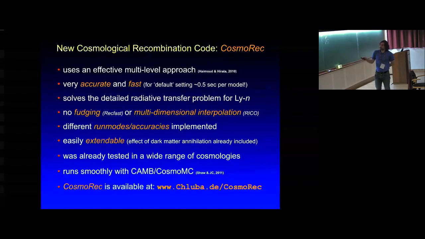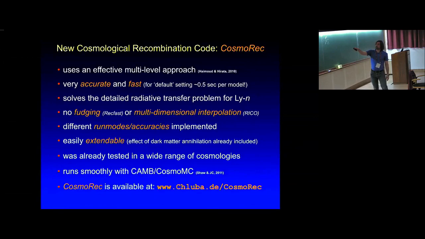So CosmoRec, as I already mentioned, is quite flexible. It uses the effective multi-level approach that Yacine Ali-Haïmoud and Chris Hirata came up with, and I'm going to explain this in a second. It's pretty quick, and it does the real radiative transfer problem of Lyman alpha, the Lyman series, and also the equivalent for helium. And I hope I can illustrate this a little bit.